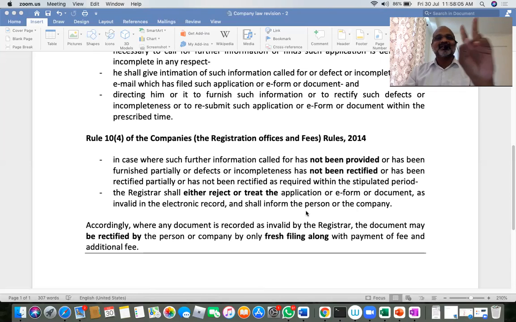Then the registrar has two things. Look here, the registrar can reject or treat the application as invalid. So two things: he may reject the application because the information asked by the ROC hasn't come complete, or he can treat the application that you have submitted as invalid and intimate the same to the person or the company which has submitted.